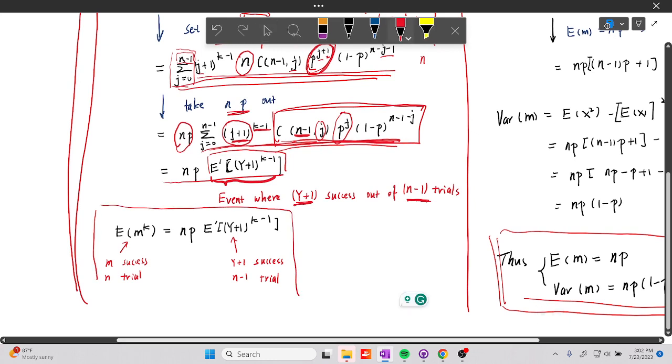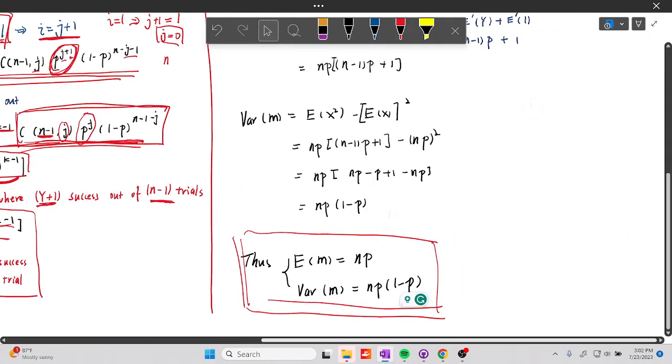Out of this derivation, we have this: the expectation value of m to the kth power, for m successes out of n trials, equals np times E prime. N is the total number of trials, p is the probability of success of one trial, the success rate. And E prime is the expectation value of the distribution with n minus 1 trials, success j plus 1 times, to the k minus 1 power.